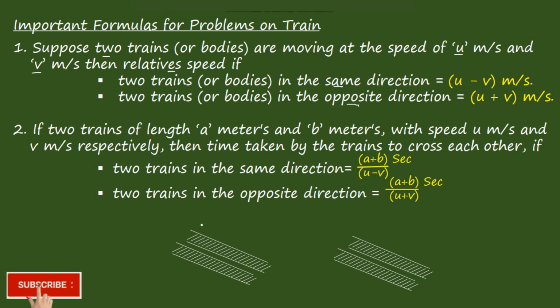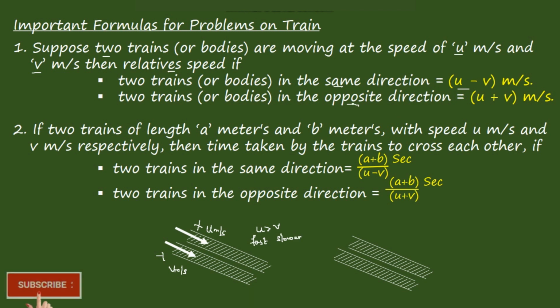It's saying that if you consider two trains x and y, with speeds of u meters per second and v meters per second, and both of them are moving in the same direction, then the relative speed is given as u minus v, where u is greater than v. The speed of u is greater than v, so u is the faster train and v is the slower train. You have to remember this one.